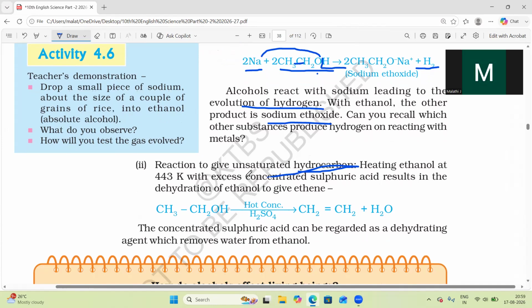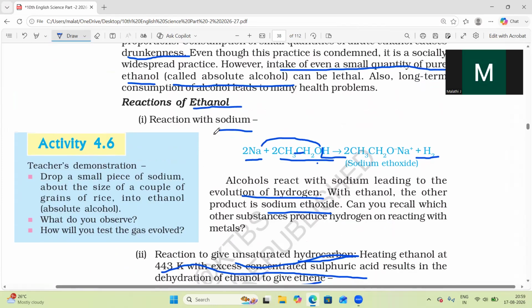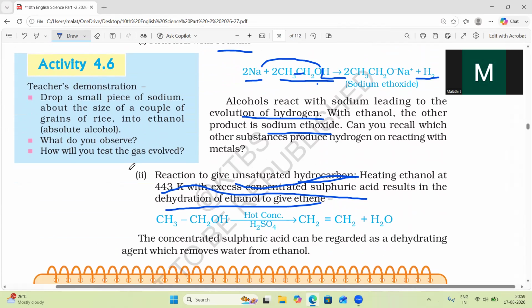Next is the dehydration reaction, which gives unsaturated hydrocarbons. Heating ethanol at 443 Kelvin with excess concentrated sulfuric acid results in the dehydration of ethanol. So the first reaction is the reaction with sodium, and the second is the dehydration of ethanol. It is very important.